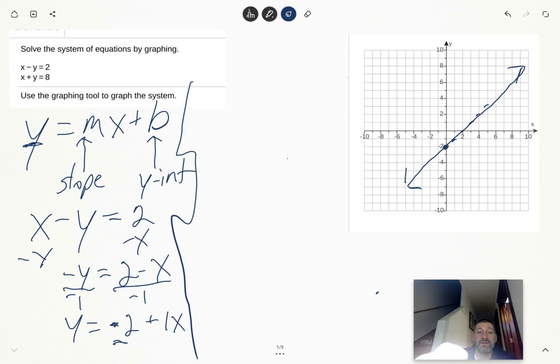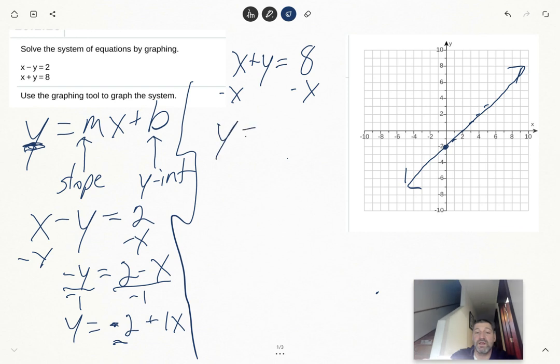Okay, so the second equation is x plus y equals 8. And again, we're working to get our y alone to get it in y-intercept form. So I'm going to subtract x here, subtract x here. That leaves me with y equals 8 minus x. And this one was only one step. Our y is now alone.